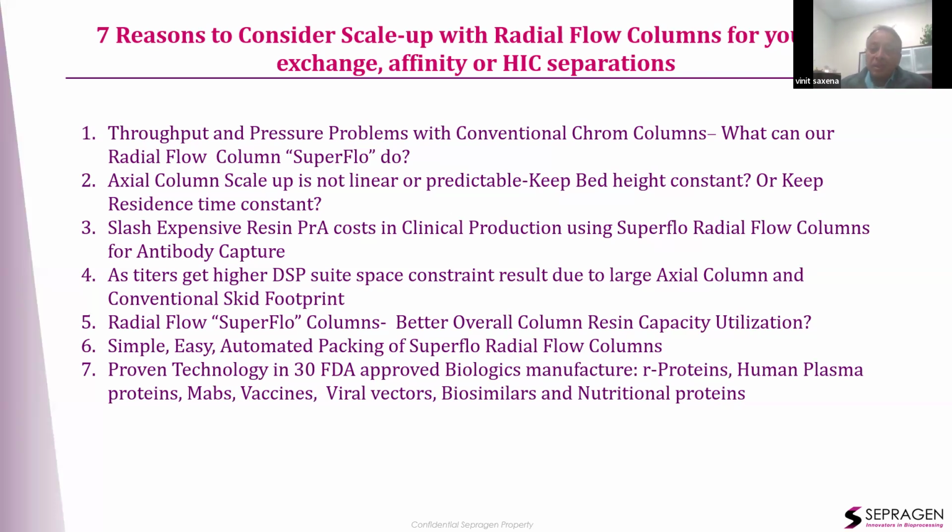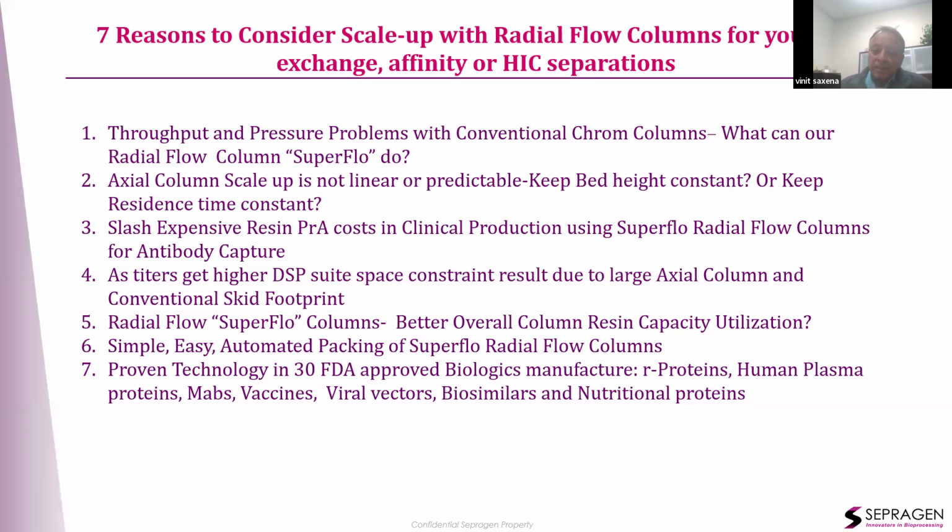What can radial flow columns do about that? Simple, easy, automated packing. Packing can be a nightmare with large columns. Small columns, yeah, no problem. 10 centimeters, 20 centimeters. You're going to 60 centimeters, 1.4 meter columns, 2 meter columns, yeah. That's when you first confront that column packing is not reproducible. What can radial flow columns, can they help you with that?